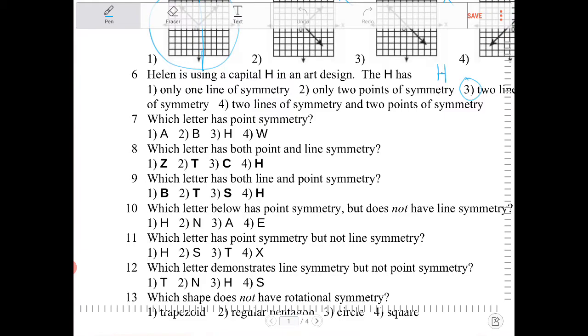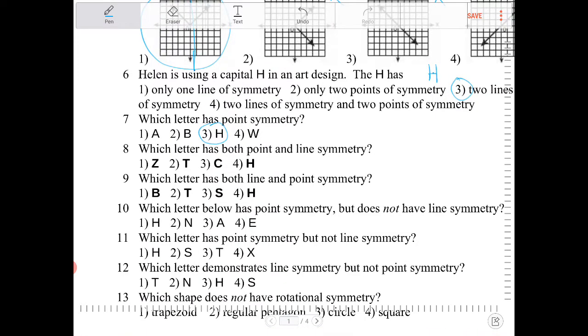Number 7, which letter has point symmetry? H has point symmetry, and none others. Which letter has both point and line symmetry? Point and line symmetry. Again, H. Z has point symmetry, but not line symmetry. T has line symmetry, but no point symmetry. C has no symmetry at all. Actually, no, I take that back. C has line symmetry only.